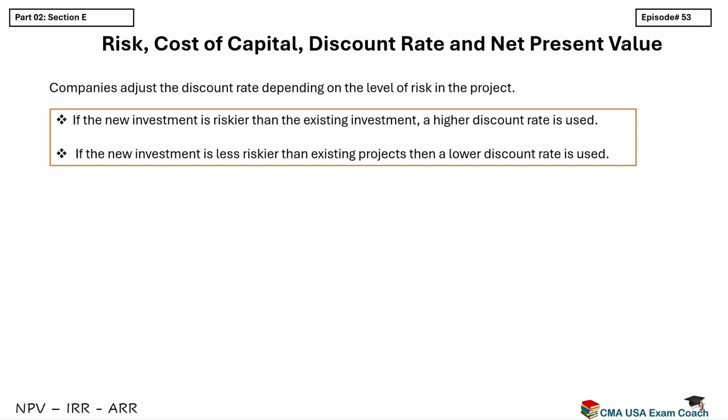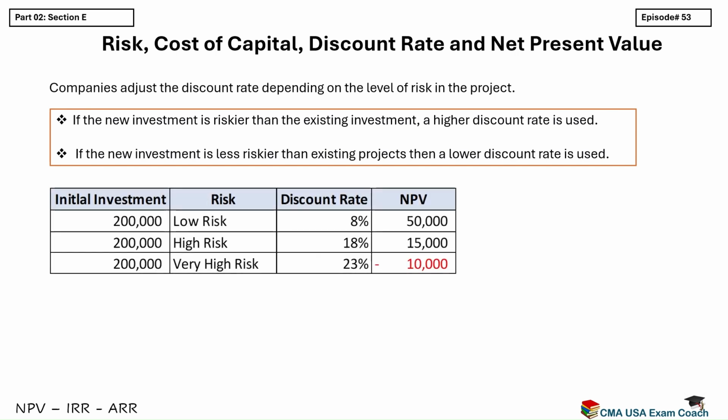Let's take a closer look at how risk affects NPV using this example. Suppose a company is considering a project with an initial investment of $200,000. The expected cash flows are the same in all cases, but the company adjusts the discount rate based on the level of risk. When the risk is low, the discount rate is set at 8%, and the NPV comes out to $50,000. This is a healthy positive NPV, indicating the project is very attractive.